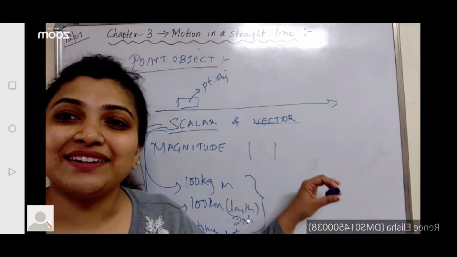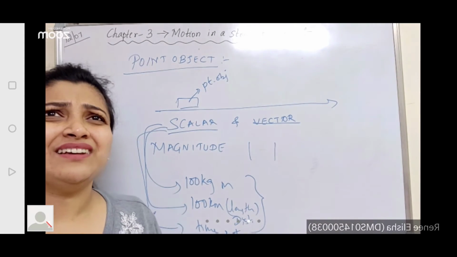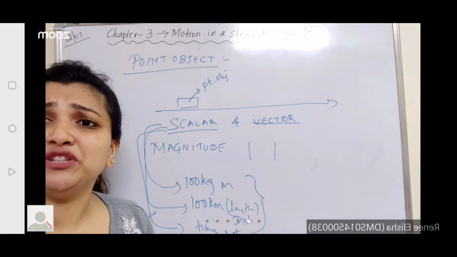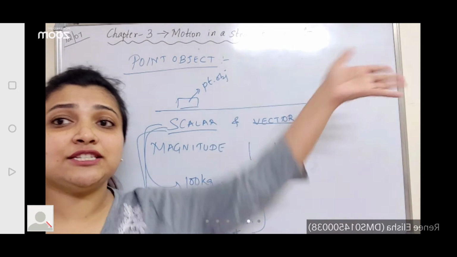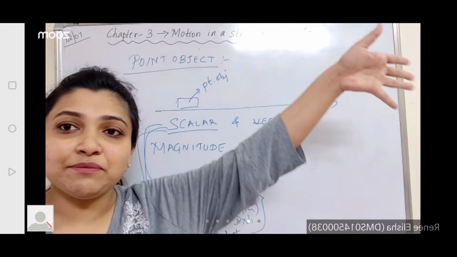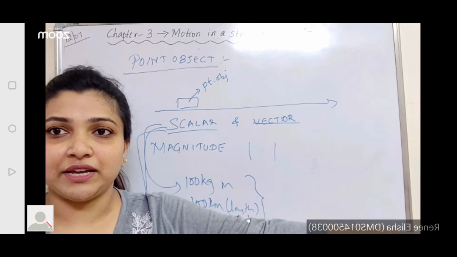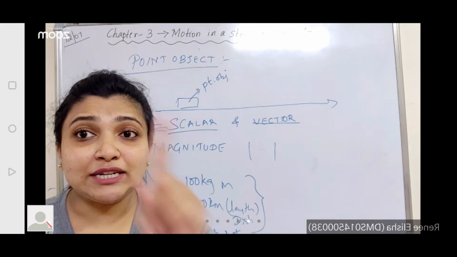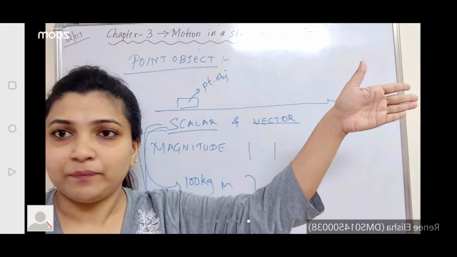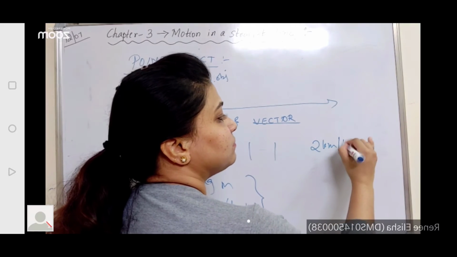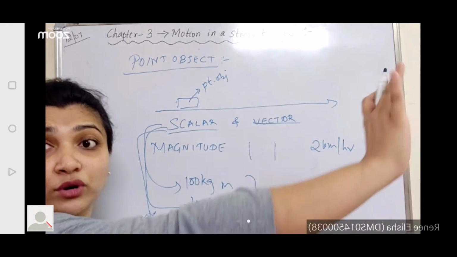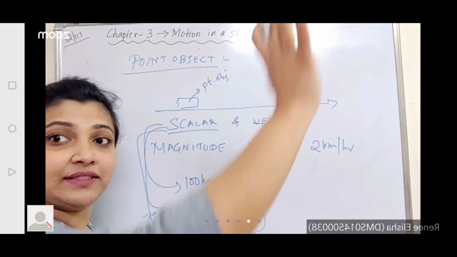Now, what do you mean by vector quantity? Not only mass, even speed is also a scalar quantity. Right? Because speed is nothing but what? Distance upon time. How much distance I'm traveling in what time I have taken. But speed does not determine which direction it is going. Right? So I'm just going with 2 km per hour speed. I don't know the direction. I'm just going. That is speed.